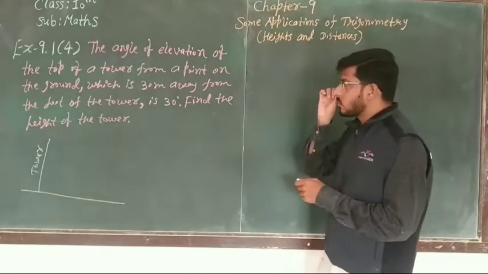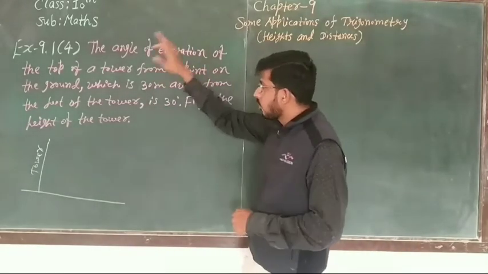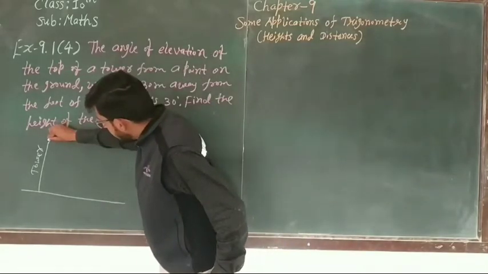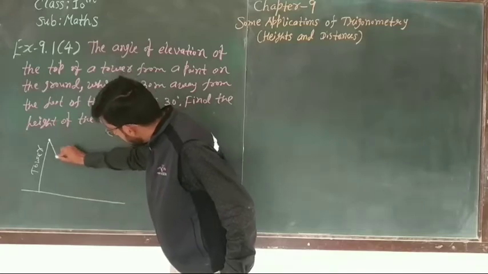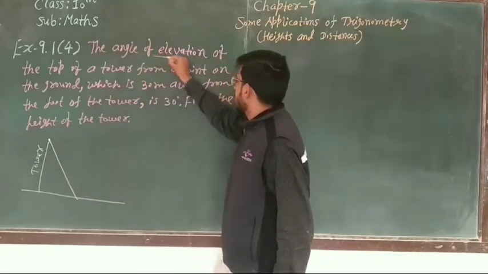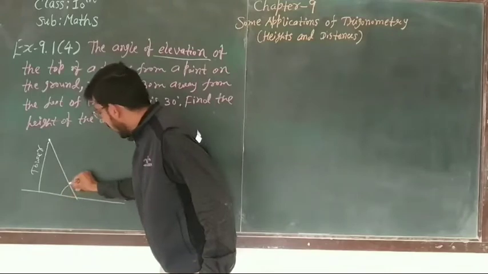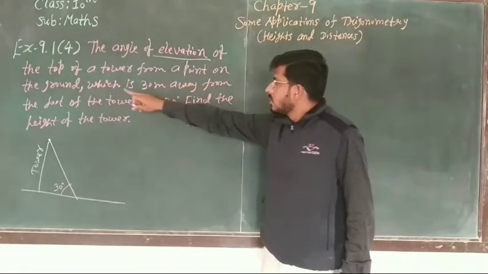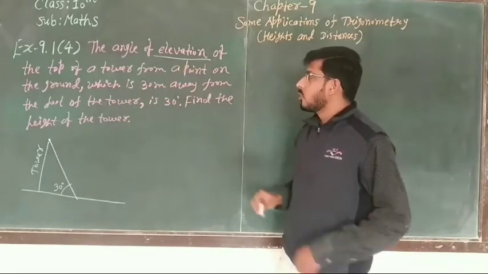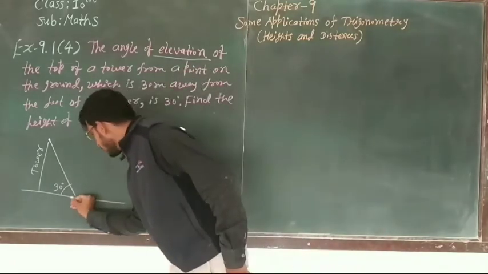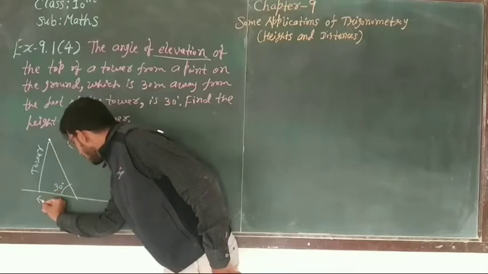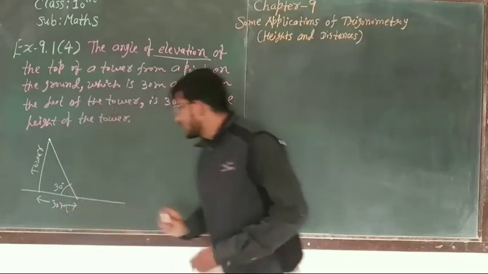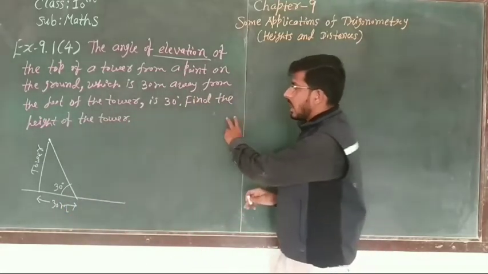So again we will repeat the question. The angle of elevation of the top of a tower from a point on the ground. So top of the tower to ground is angle of elevation is given. Okay. So here angle of elevation is 30 degree, which is 30 meters away from the foot of the tower. So this point is away from the foot of the tower is 30 meters. Is it clear? Find the height of tower.